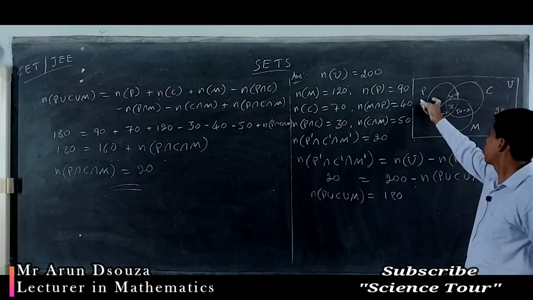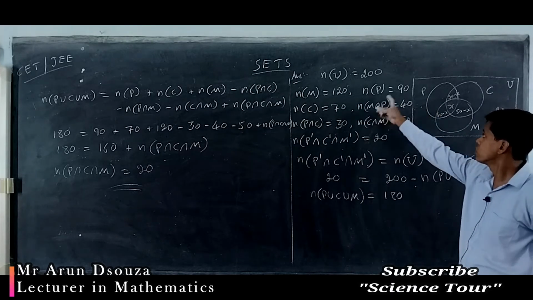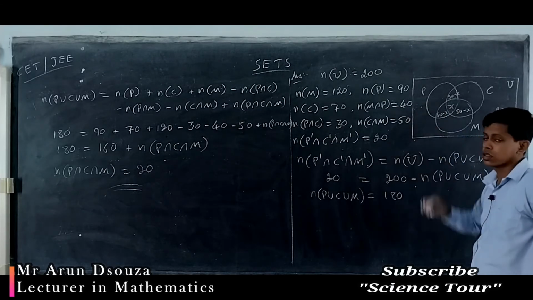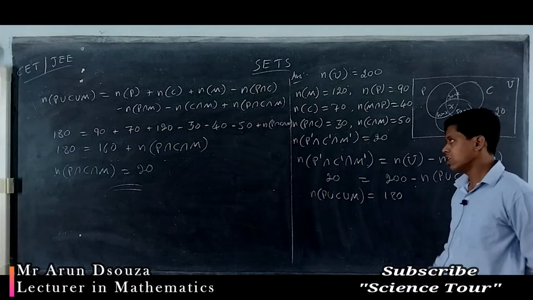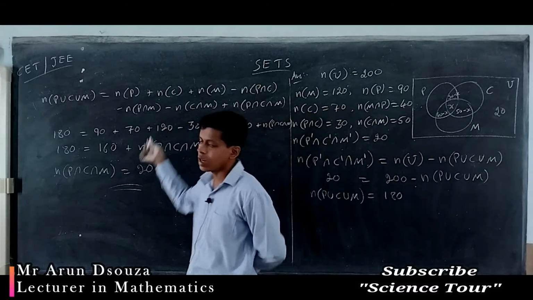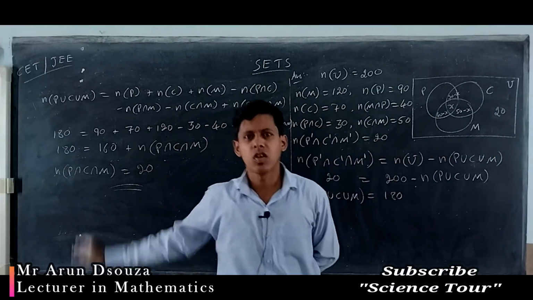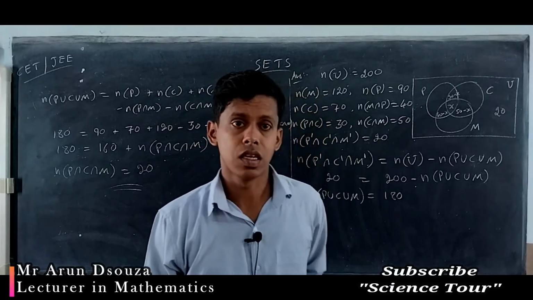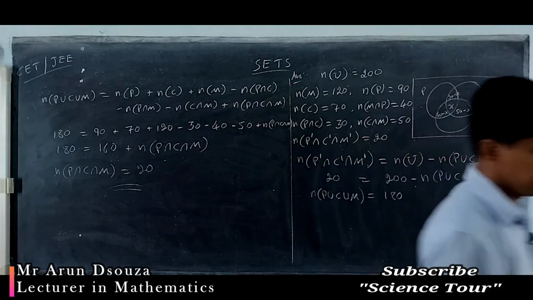Now what about this? Physics is 90. So 90 minus these three regions. Finally put all those things here, you will get X. So basically it is formula only, you can't find it using the Venn diagram for this question. Let's move on to the next example.